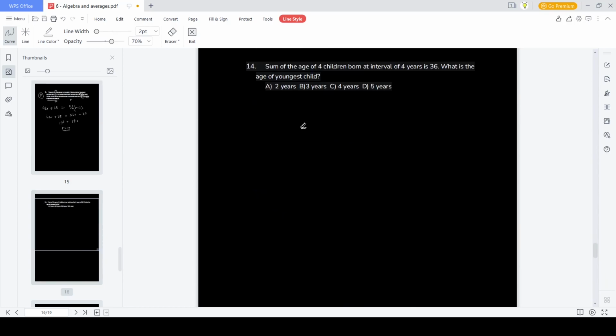Next question. The sum of the ages of four children, born in an interval of 4 years, is 36. What is the age of the youngest child? Alright, so see, four children were born in the interval of 4 years. That means if the age of the first one is, let's say, x, then the next younger one is x minus 4. I mean, the middle one is x minus 8, because there's a 4 year gap here.